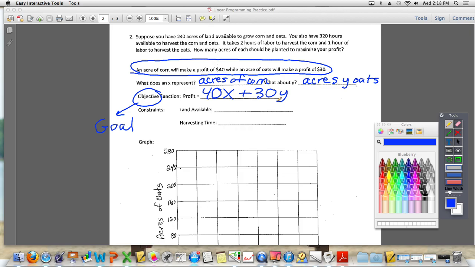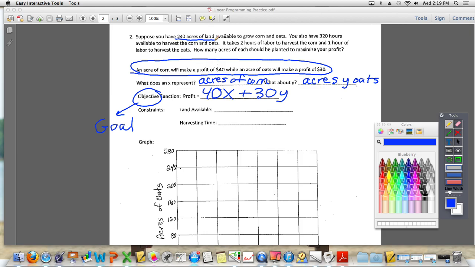What we need to do right now is worry about land, because there are some issues here. We can't plant an endless number of acres of corn and oats. I have some constraints, some situations that I need to follow. How much land do I have available to me? 240. So what I would like you guys to do right now is take your pencil and underline everywhere that you see something about acres of land.